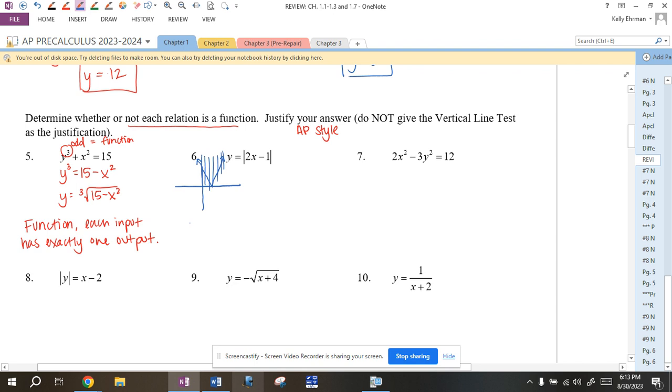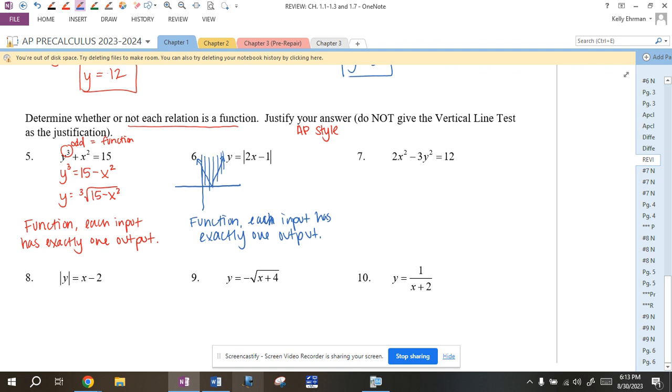And so if you're going to answer, again, you're going to say this is a function because each input has exactly 1 output. And I know that's going to get tedious to write over and over, but I kind of think if you have to write it over and over, maybe you won't forget to do it.